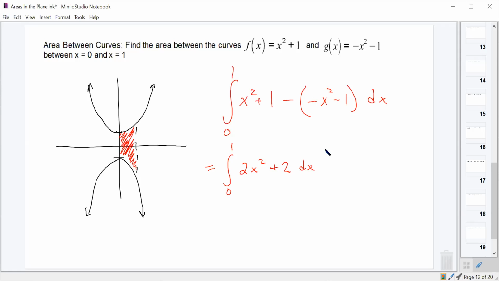Okay, so now we'll just do the integration. 2x squared becomes 2/3 x cubed, plus 2 becomes plus 2x, from 0 to 1. And we'll evaluate. 2/3 of 1 cubed is just 2/3 plus 2, and then minus 0 plus 0. 2/3 plus 2 is what?